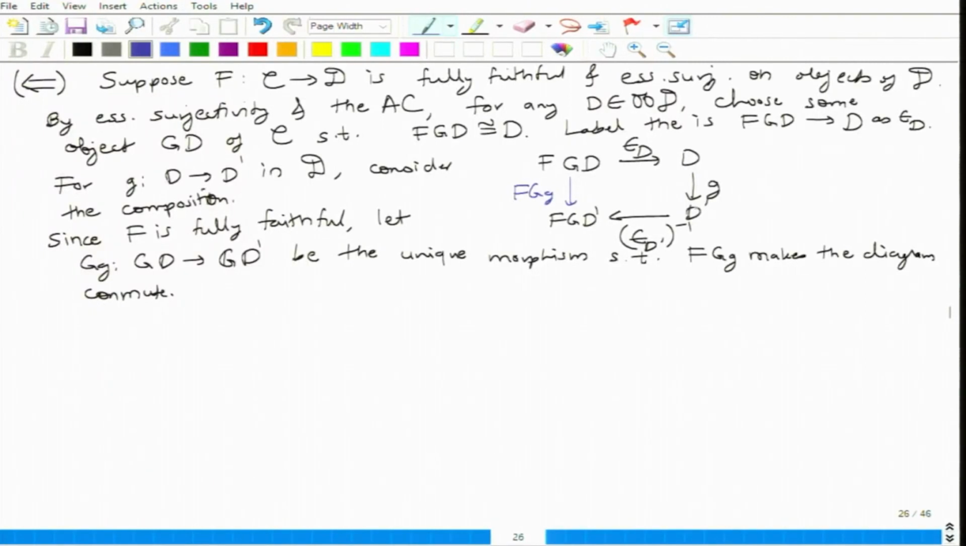What should we show? Identity. Think about identity. If this D dash was just D and this vertical map was identity, then what will you get? Epsilon D identity, epsilon D inverse. So you will get identity back. So identity is done. What about composition?